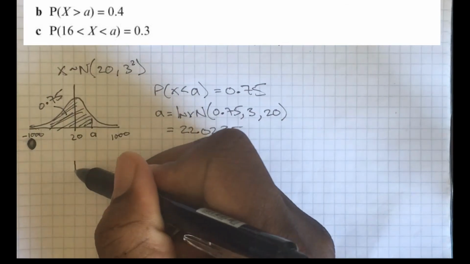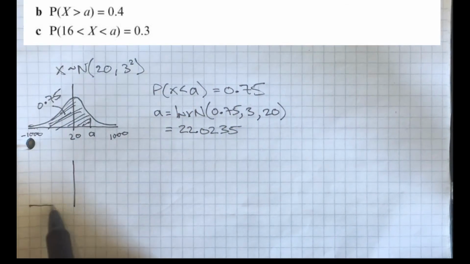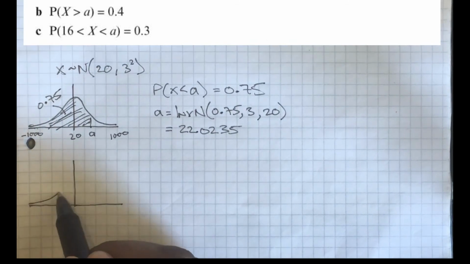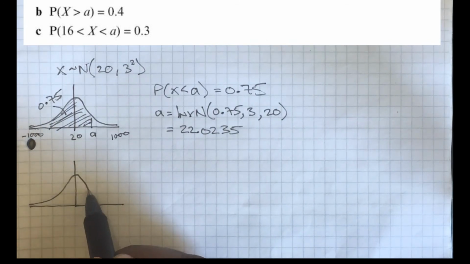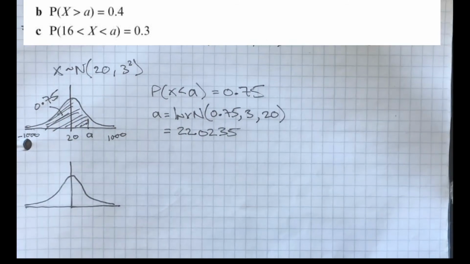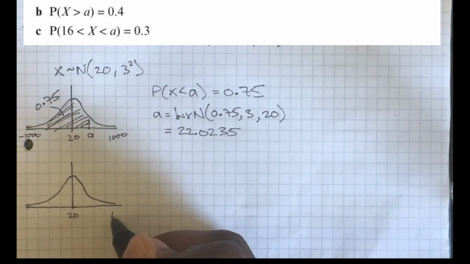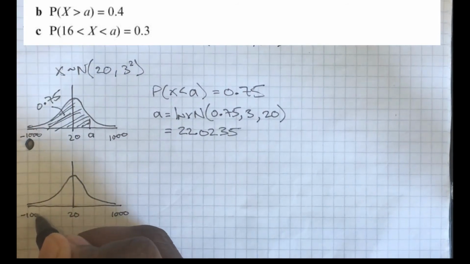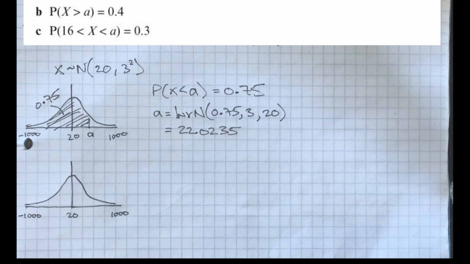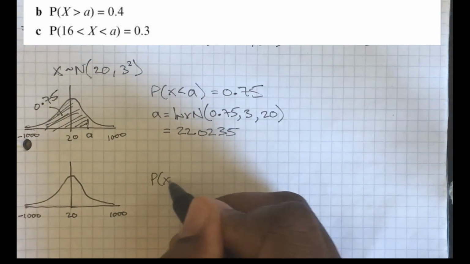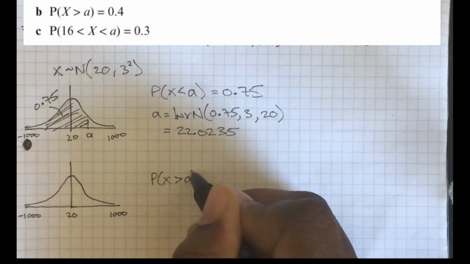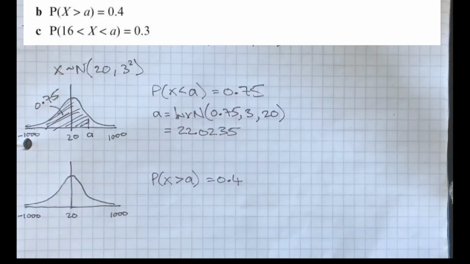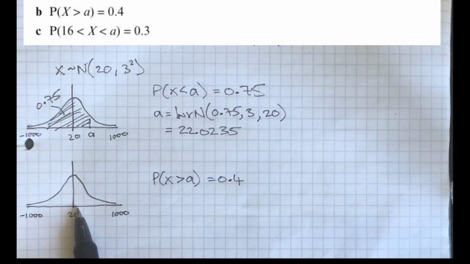Okay, let's move on to the next question. So part B, we want the probability that x is greater than A equals 0.4, and we're looking for that unknown value of A. So let's get the diagram correct. I'm looking for greater than wherever I mark on the diagram, so I'm actually going to be marking to the right hand side. Wherever I place A, I'm looking for the space above A.